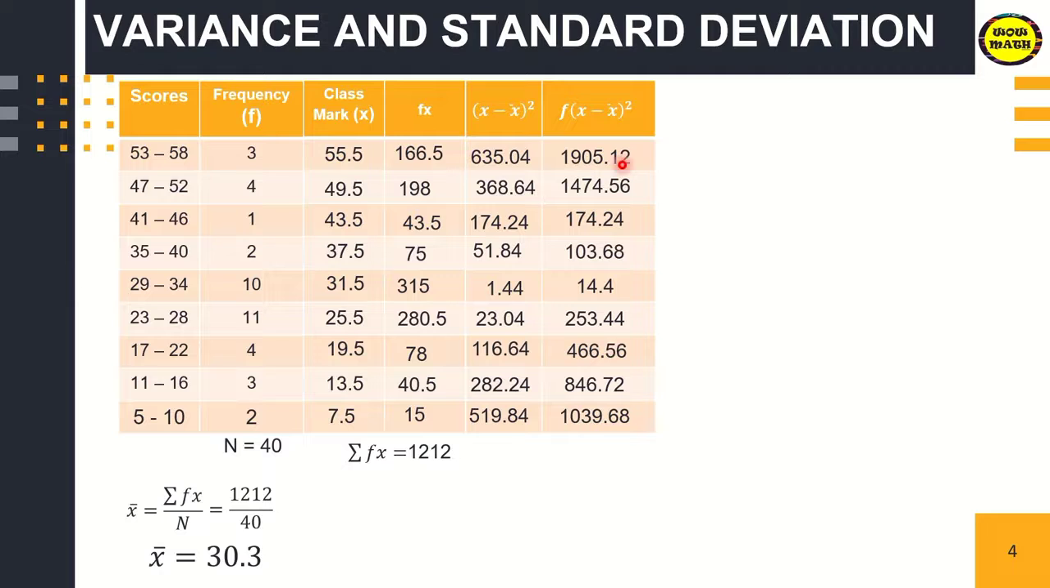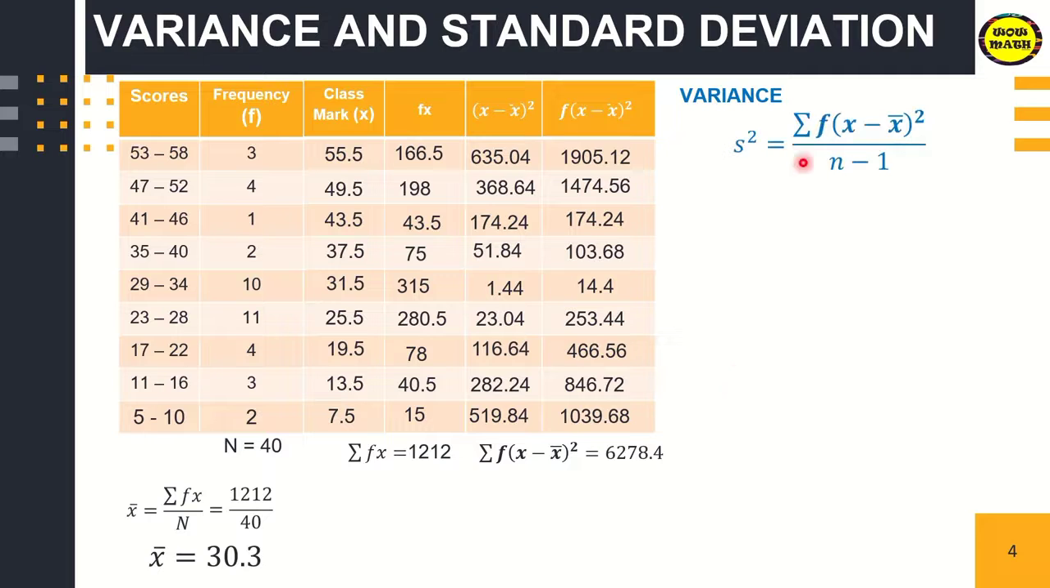So kapag in-add natin yan, so that is 6,278.4. So saan natin gagamitin to? So to compute the variance, so itong gagamitin natin formula, the summation of your f times the squared of x minus the mean. Okay, so meron na tayong value nito all over n minus 1. So yung n natin ito yon, yung total frequency natin. So substitute lang natin yan.